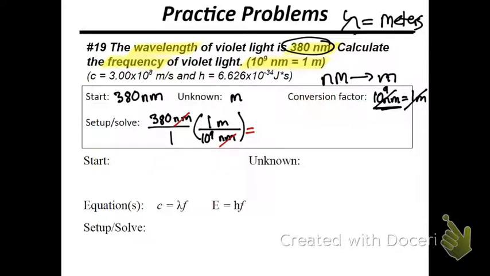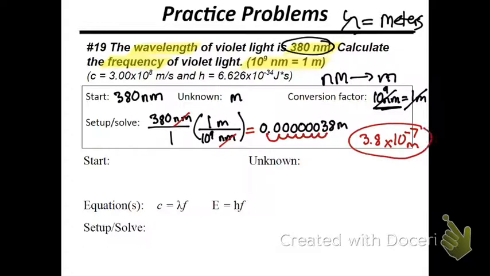Your answer for this should be 0.0000038 meters. Now that's kind of a cumbersome number with all those zeros, so I'm going to go ahead and convert this to scientific notation. So I'm going to put a number between 1 and 9.9, so 3.8. And how many times did I have to move that decimal? 1, 2, 3, 4, 5, 6, 7. Times 10 to the 7th. And because this is a small number, a decimal, it'll be to the negative 7th meters. This is the wavelength I'm going to start with.